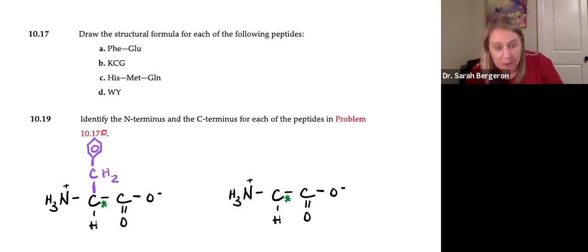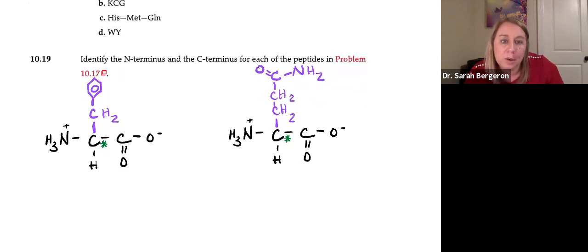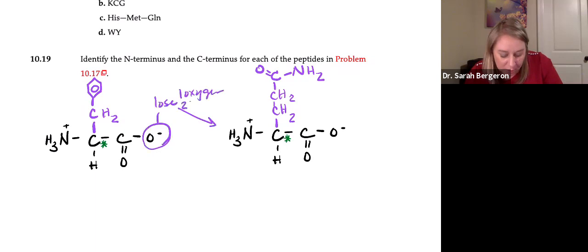And then I need to add to that phenylalanine a glutamate. So what is glutamate? Glutamate is CH2, CH2, and then another carbon, and then I have a double bond oxygen and an OH. Okay, so what do I need to do in order to make the peptide bond? Because I need to make the peptide. So I'm going to lose an oxygen and 2 hydrogens, and I'm going to make water, right? Because we said it's a condensation reaction.